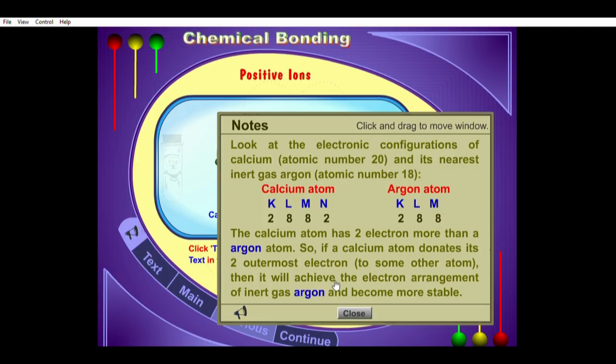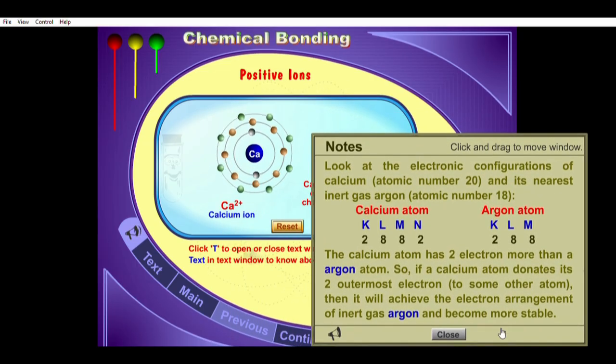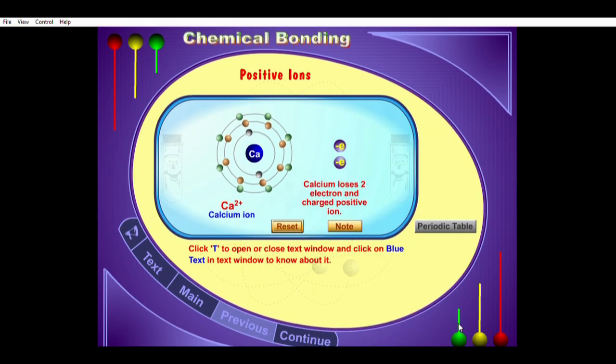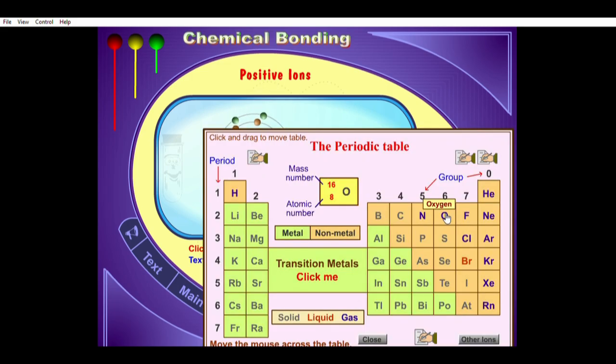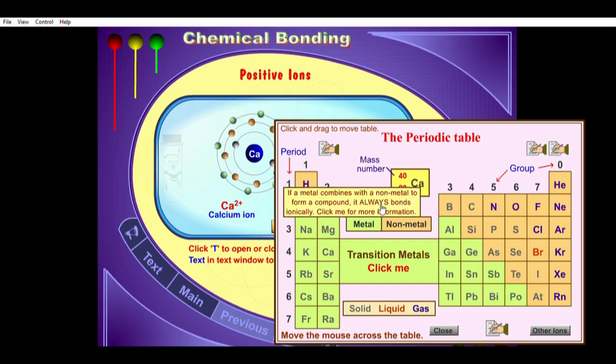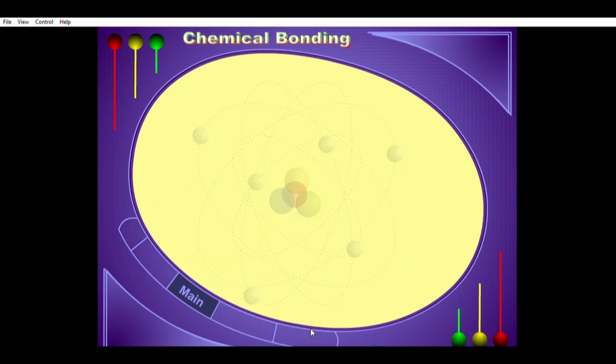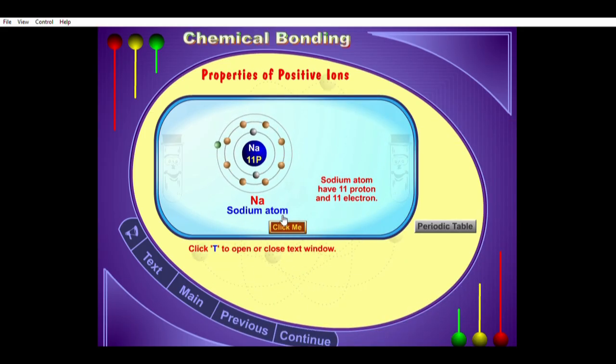If an element has 1, 2 or 3 electrons in the outermost shell of its atoms, then it loses these electrons to achieve the inert gas electron arrangement of 8 valency electrons and forms positively charged ions or cations. Now, the metal atoms have usually 1, 2 or 3 electrons in the outermost shell, so properties of positive ions.